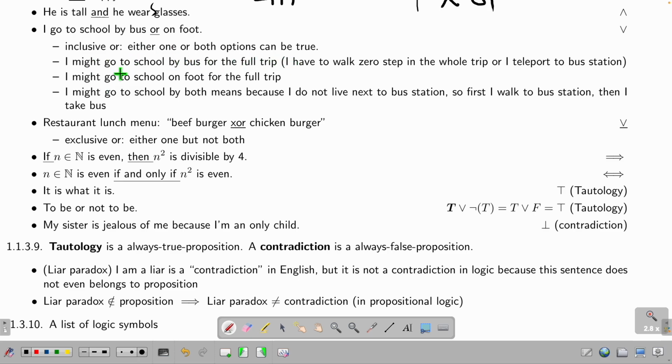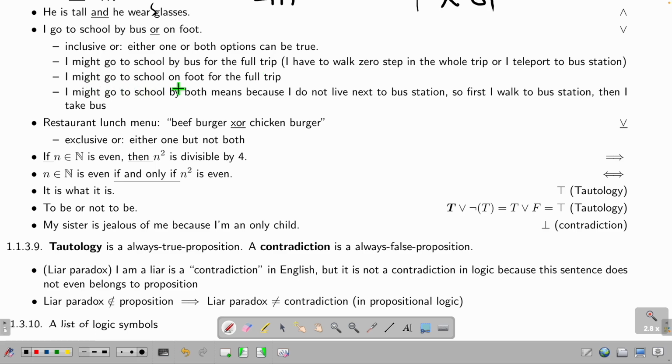So for example, I may go to school by bus for the full trip. That means I walk 0 steps. I cannot walk. If I need to go to the bus station, I have to teleport or I fly. If I walk 1 step, that means this sentence is wrong. We are not talking about common sense. We are talking about logic, okay?